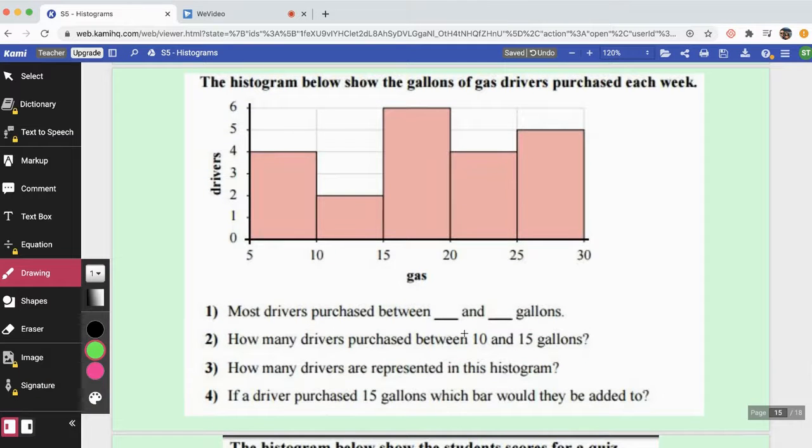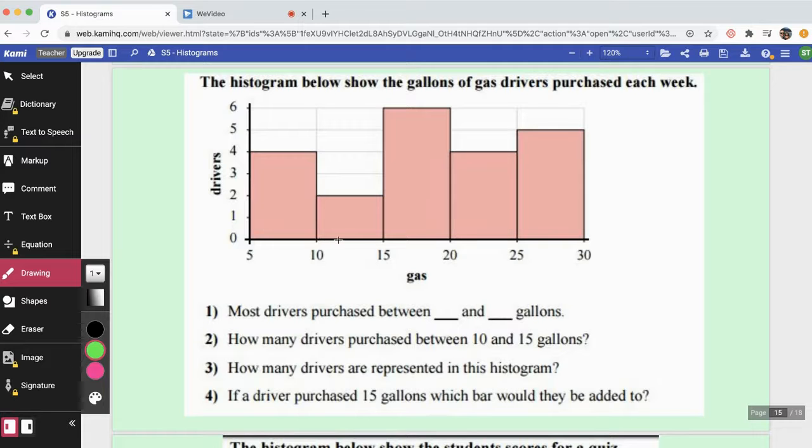Okay, the histogram below shows the gallons of gas drivers purchased each week. Notice that this one doesn't actually have intervals. It says 5 and then 10 right here. So you have to realize that 10 starts the next interval, that this interval is 5 to 9.99999, anything that's less than 10. And then 10 would start the next interval because 10 can't be in both of them. Otherwise, you would be counting the tens twice in two different intervals.